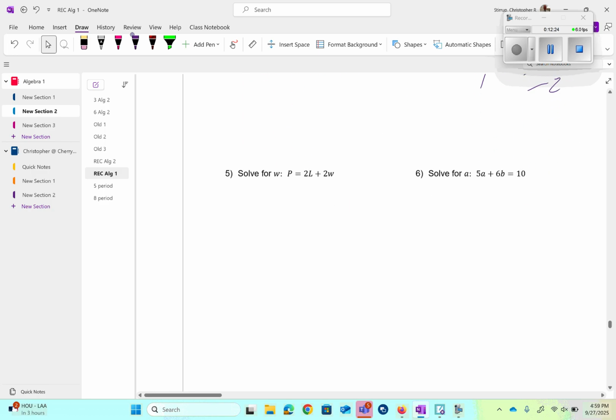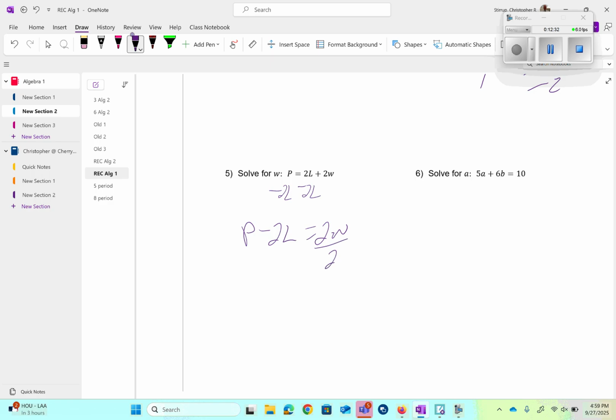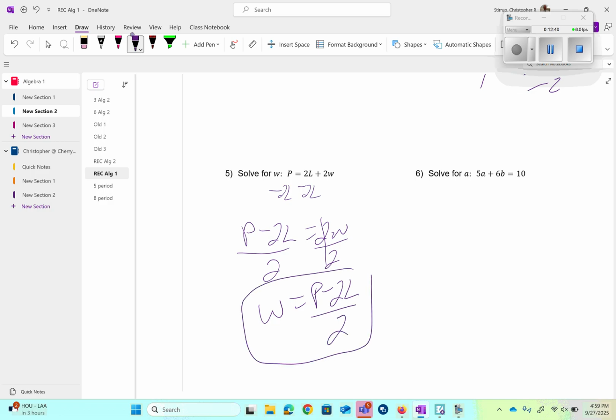All right, we want to solve for w. So I'm going to subtract 2l from both sides first. So I'm going to get p minus 2l is equal to 2w. Divide both sides by 2. So w is equal to p minus 2l divided by 2. Number 6, we want to solve for a. So I'm going to subtract 6b from both sides first. Those cancel out, so I get 5a is equal to 10 minus 6b. Divide both sides by 5. A is equal to 10 minus 6b all over 5. There's your answer.